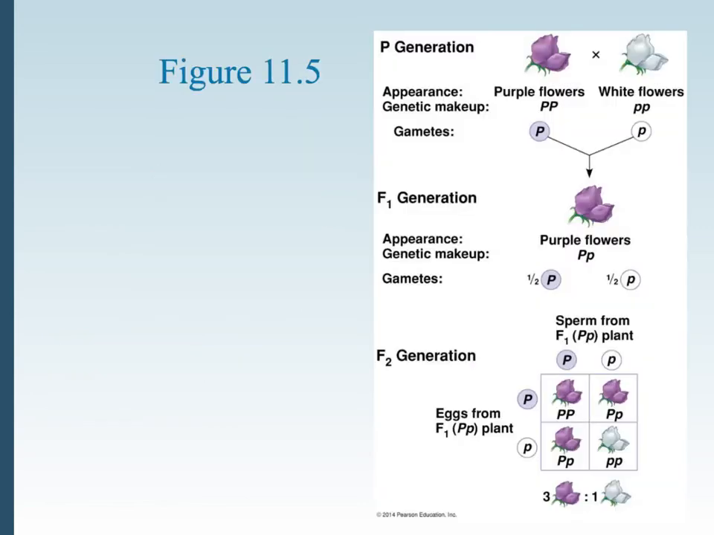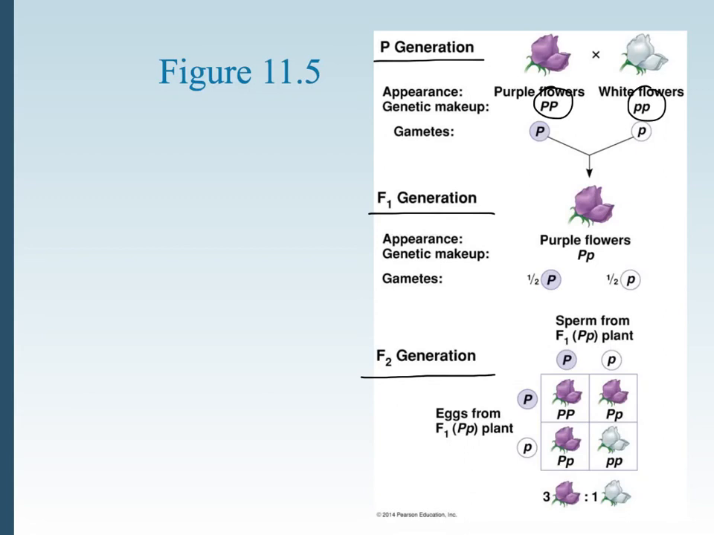Okay, so we're going to go ahead and put some of this into context with this figure. In this case, you can see that we have our P generation, our F1, and our F2 generations. Up here we have 2 true breeding parents, and true breeding just means homozygous. So they appear purple and white, and then the genotype is going to be capital P versus lowercase p. Because they're true breeding, meaning they are homozygous, they only make one kind of gamete, and so we only have capital P for the purple flowers and lowercase p for the white flowers.